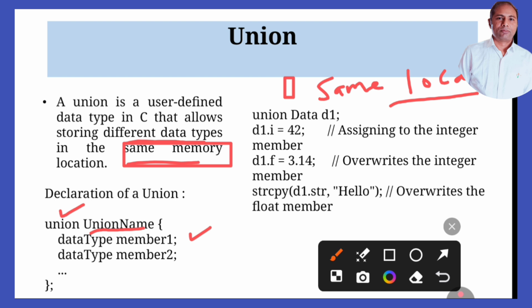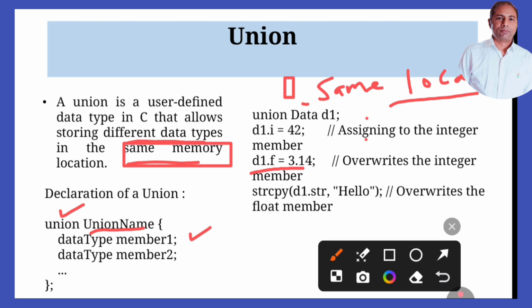Here, data is the name of the union. We want to use the union with the name d1. Now if we write d1.i, then we are assigning an integer data type. We have used the integer, for example 42, in this d1. After that, if we put a float, say 3.14, then this will be stored in the same location.